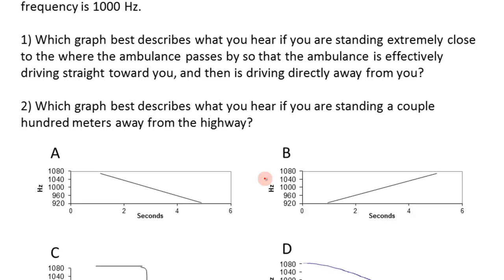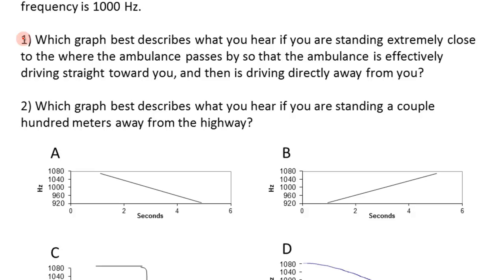The next question, we looked at this one in class. We have a fast-going ambulance that goes by with a siren frequency of 1,000 hertz, and the question is which of these graphs best represents, for part 1 here, the sound you hear as the ambulance passes by and just about hits you. It goes directly toward you, right by you, and directly away from you.